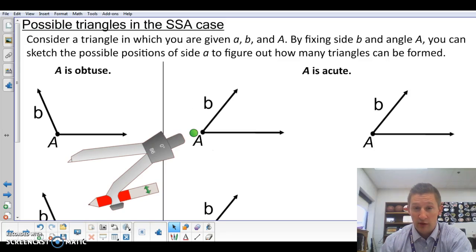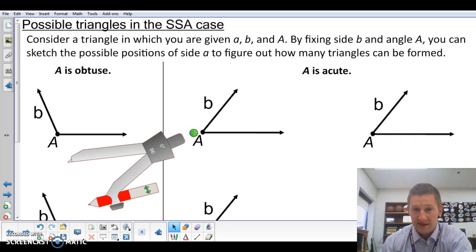In this video, we're going to look at possible triangles that happen in the SSA case, meaning I know a side, and an angle that's not included in between the two sides. Now, you can use the law of sines to solve such a triangle, but there are some weird things that go on here. Let me show you a couple of examples.